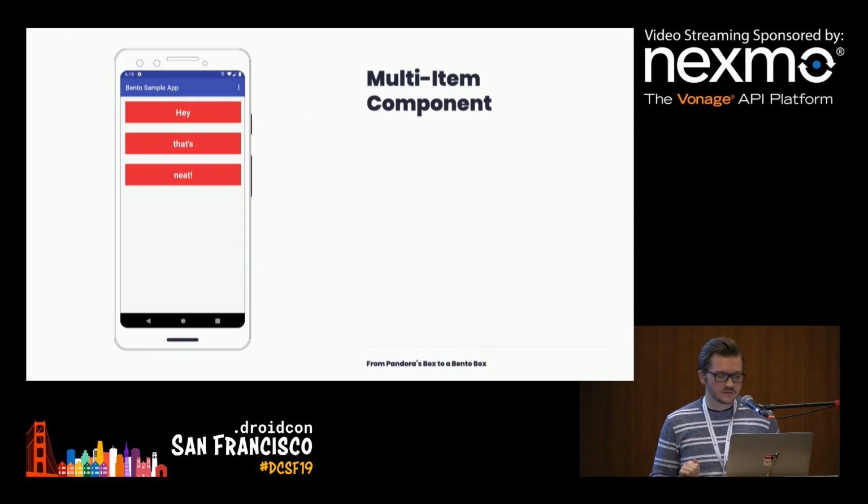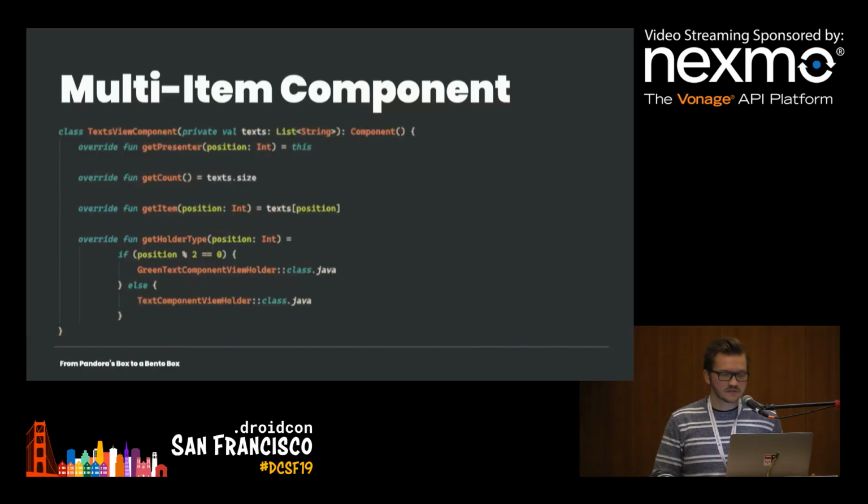But what if we wanted some of these views to look different, even though they're in the same component? What if we wanted some of these views to be short and green instead? So what we would do is revisit our multi-item component class. Specifically, we would revisit the getHolderType method. And instead of always returning the same text component viewHolder class, we would return a green text component viewHolder class for all of the even positioned items. So in that little group of 3 views, every one that was at an even position, so 0 and 2, would be green and shorter.